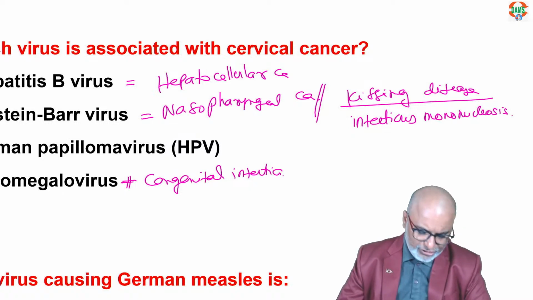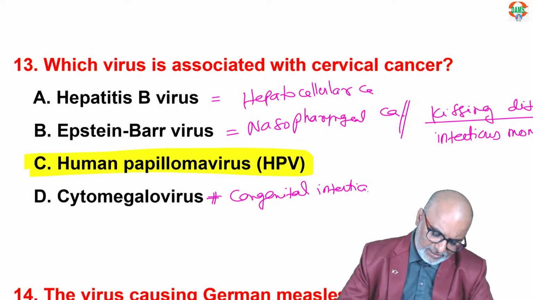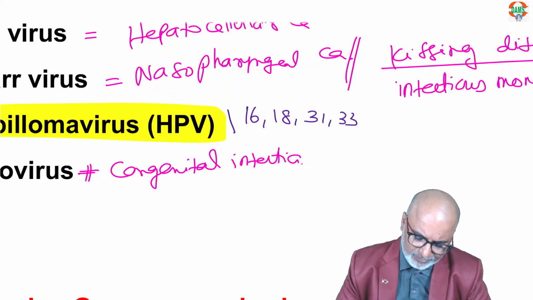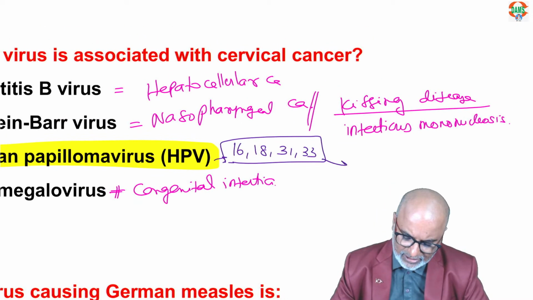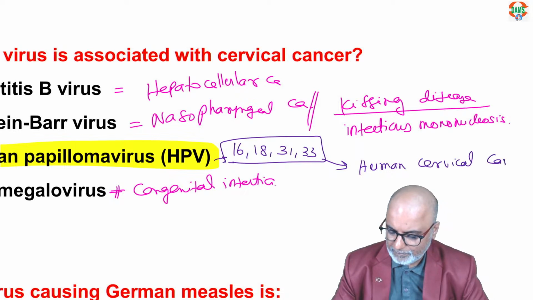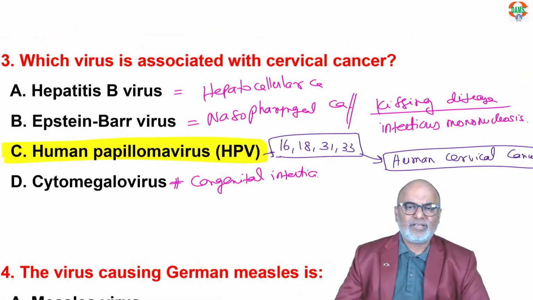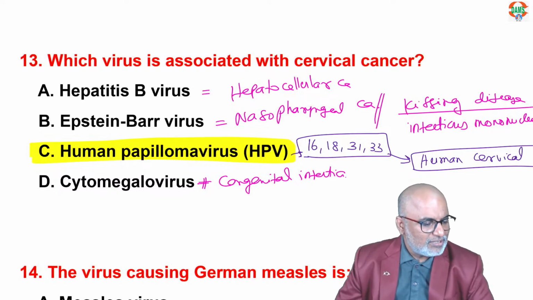Kissing disease or infectious mononucleosis. Human papillomavirus is associated with cervical cancer, especially serotypes 16, 18, 31, 33. It is a carcinogenic virus.